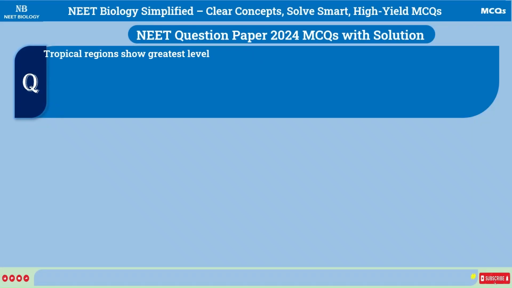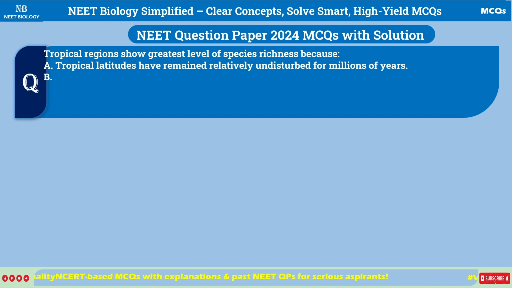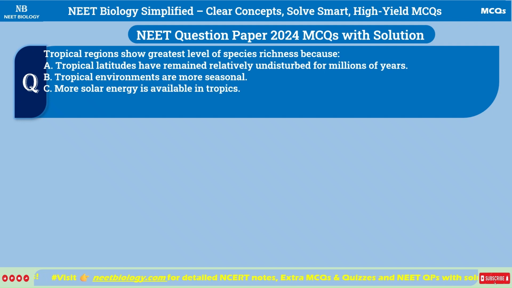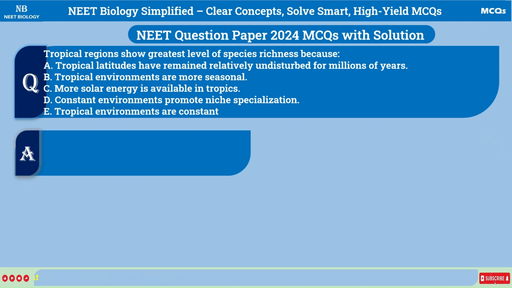Tropical regions show greatest level of species richness because: A. Tropical latitudes have remained relatively undisturbed for millions of years. B. Tropical environments are more seasonal. C. More solar energy is available in tropics. D. Constant environments promote niche specialization. E. Tropical environments are constant and predictable.